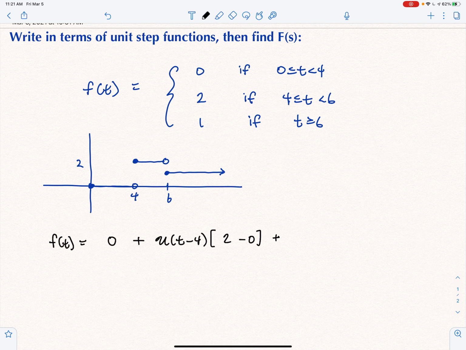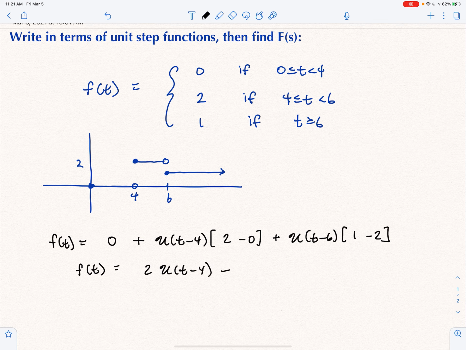And then if we go all the way out to 6, that's when something changes. And that's when the 2 goes away, but the 1 kicks in. Or you could look at it as a drop of 1 unit. And I think that's actually where we're at. So f of t equals, so I'm just going to simplify this. We have 2 unit step t minus 4 minus 1 unit step t minus 6. So there we have the function in terms of unit steps.